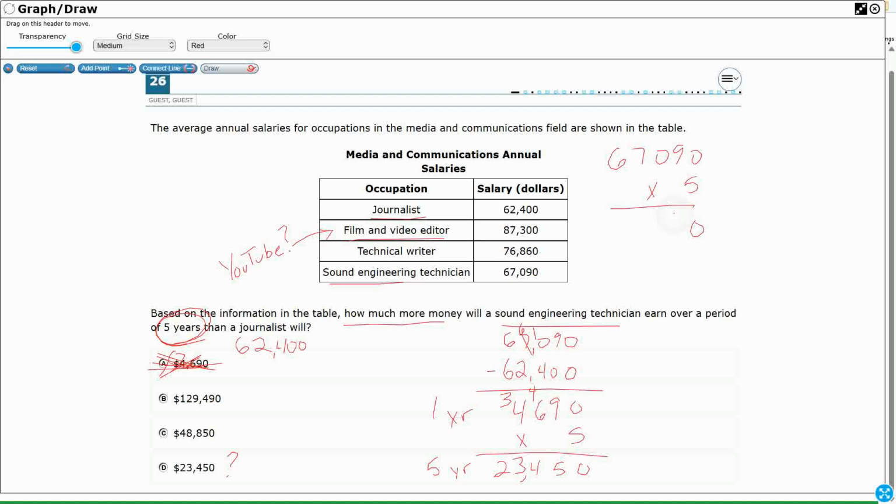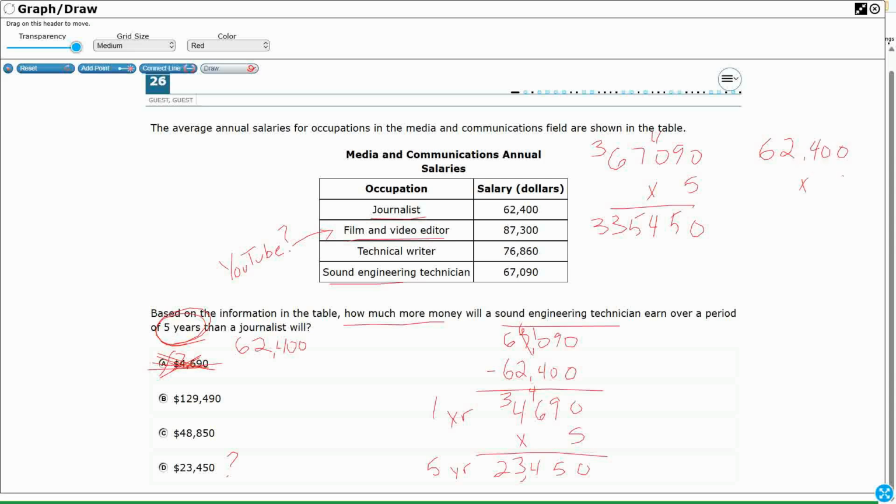5 times 0, 0. 45. 35. All right, so for 5 years, 335,450. Now I can find the journalist for 5 years.